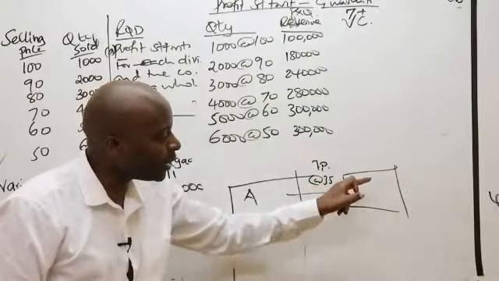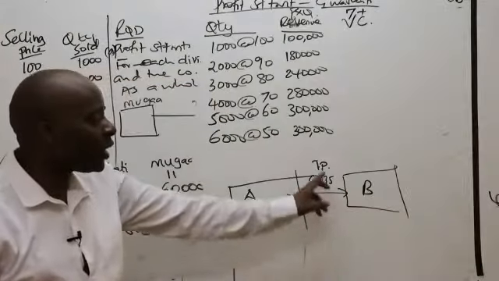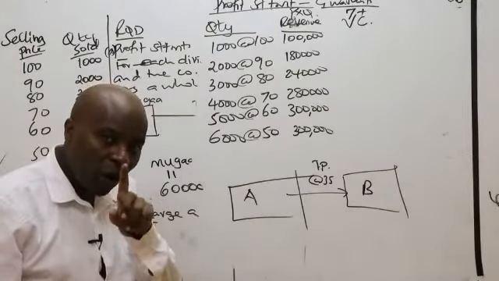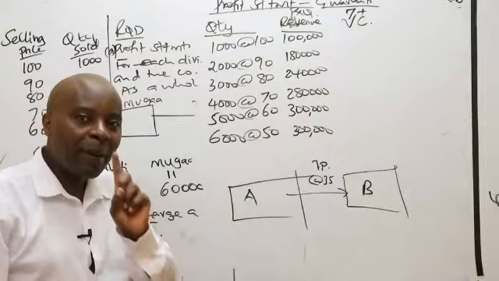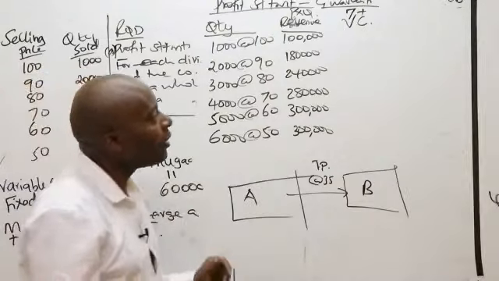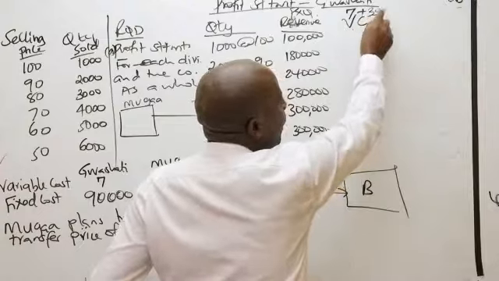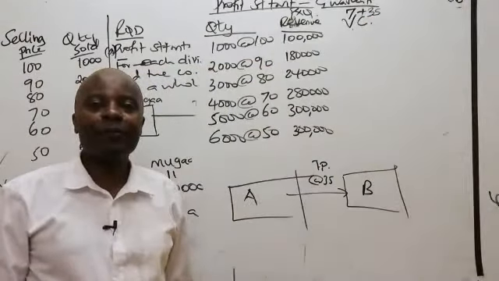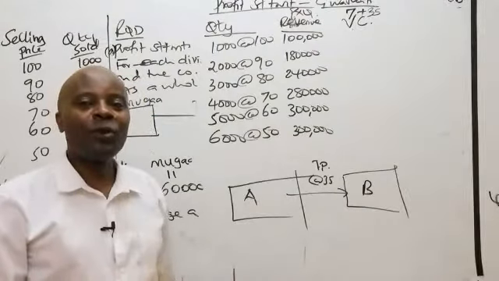But how about the second division, which is division B? Division B will be viewing this transfer price as a variable cost because they are paying. It's variable because it is normally given on a per unit basis. And that is why for variable cost of Washati, you ought to have added 7 plus 35, which is 42.